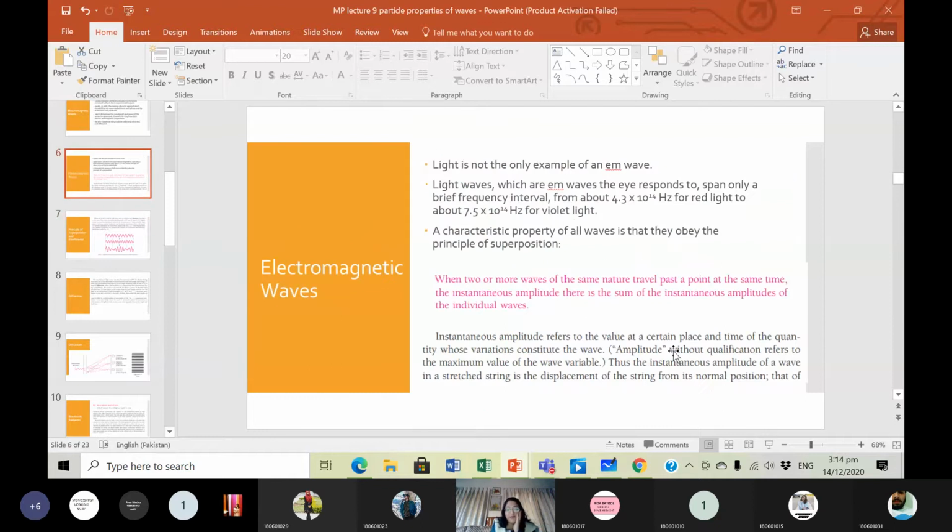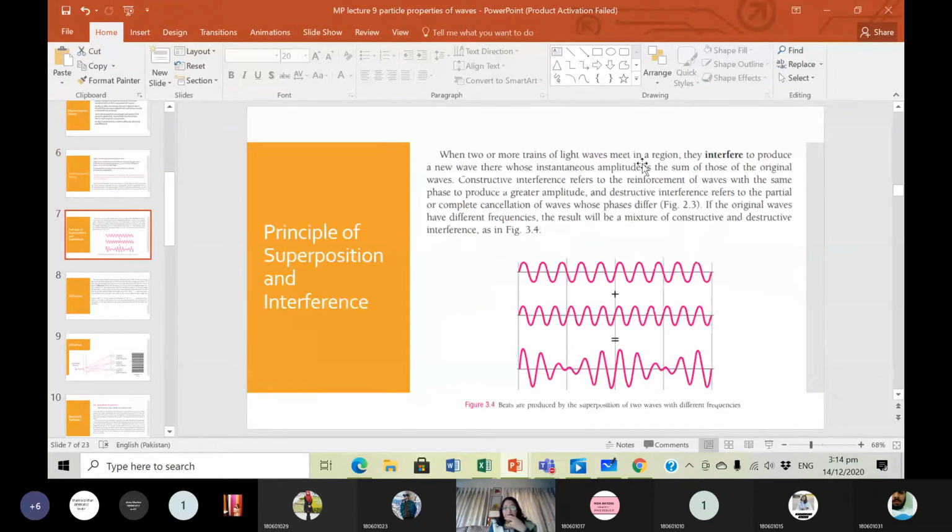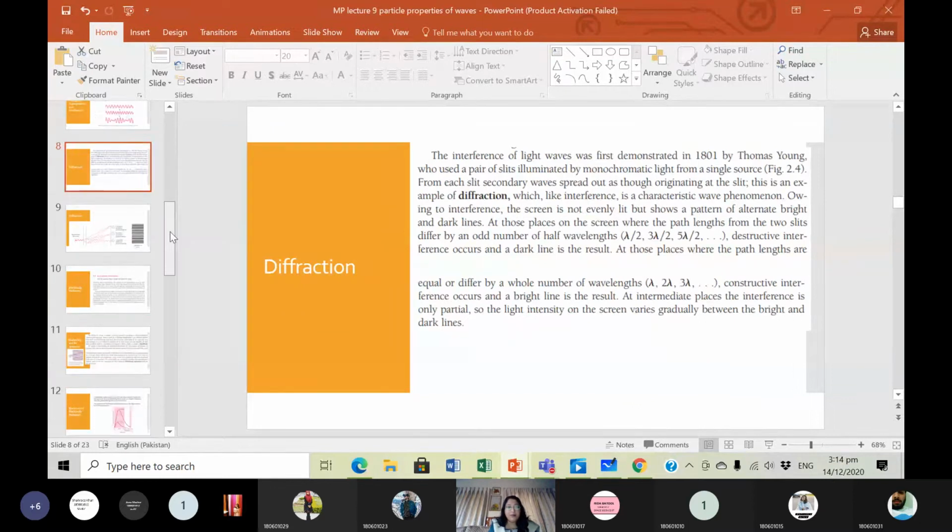So what we know about the principle of superposition is that we will just have to add the instantaneous amplitudes of the individual waves, and basically there will be either constructive or destructive interference. Constructive when there's a reinforcement of waves with the same phase to produce a greater amplitude, but destructive interference will be when there's partial or complete cancellation of the waves whose phases differ. ठीक है? उनके phase difference जब phase में जब difference आएगा, ठीक है? Then if they partially or completely cancel out each other, then we will get destructive interference. So that is one of the properties of waves.